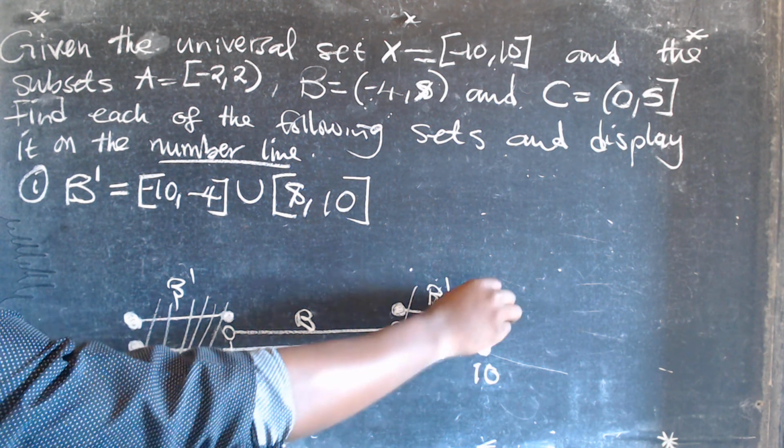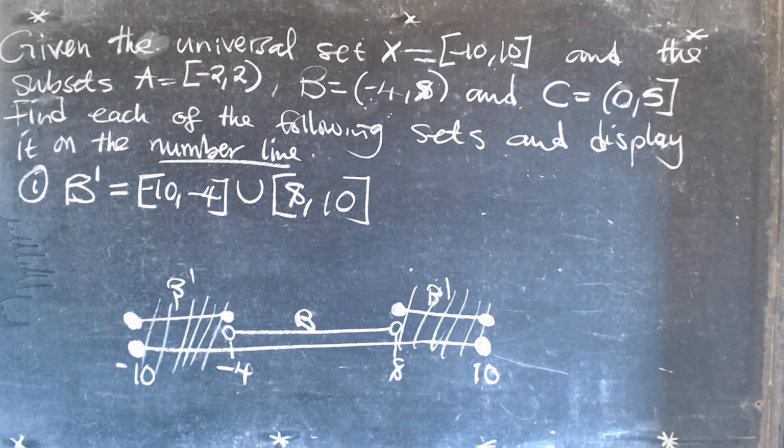If you want to, again, we can try to shade it. We have shown this information. You have shown B complement on a number line. That's the way you're supposed to do it.